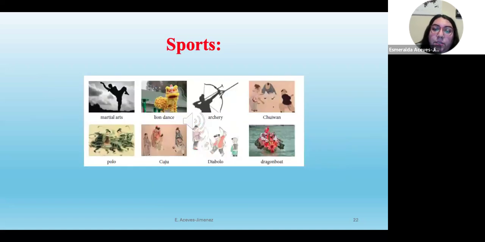Now onto the sports. There are a variety of different sports in the Chinese culture. We have here martial arts, the lion dance, archery, cuju, polo, diabolo, or the dragon boat.